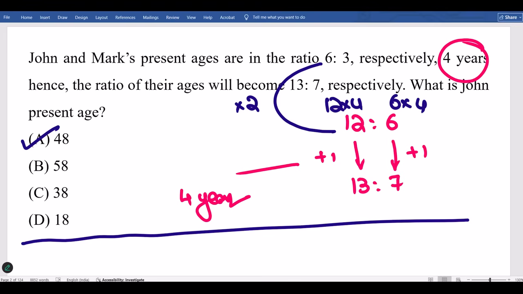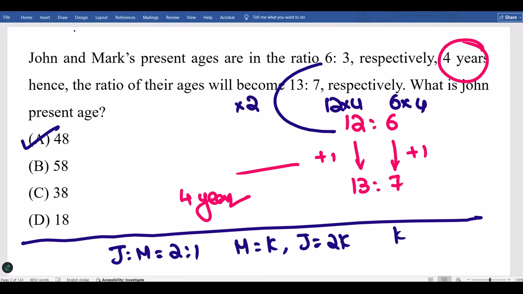Your traditional procedure: John and Mark is 6 is to 3, which means 2 is to 1. When Mark is K, John must be 2K. After 4 years, 2K plus 4 divided by K plus 4 must be equal to 13 by 7. Cross multiply and find the K value, then solve the question. That's a different way of doing it, with plus 4 because it is after 4 years.